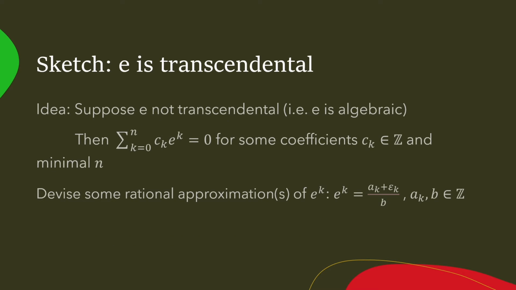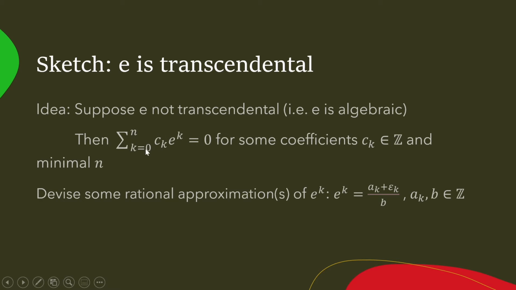Okay, so finally, let's sketch the main idea of the proof that e is transcendental. So the idea will be basically the following. We're going to suppose that e is not a transcendental number. In other words, it's an algebraic number. So by definition, that means it's the root of some integer polynomial. So here would be that polynomial where we've already plugged e in.